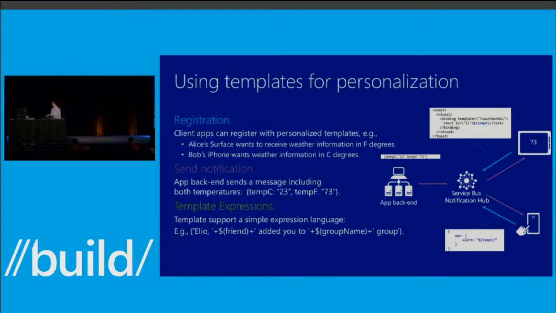You can have, for instance, constants like I have here. I can register for a template that says, "Elio, some friend of yours added you to this group." And that can be a notification for me, while in the backend I actually just sent a notification that says this person added all these people to the groups.